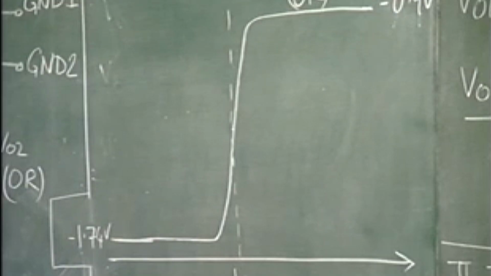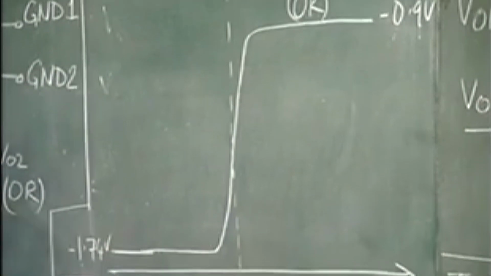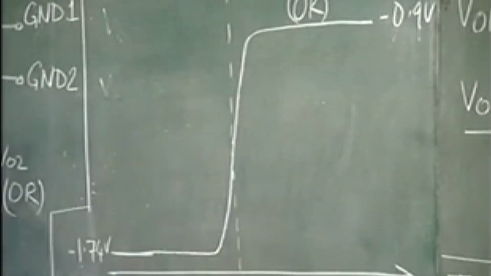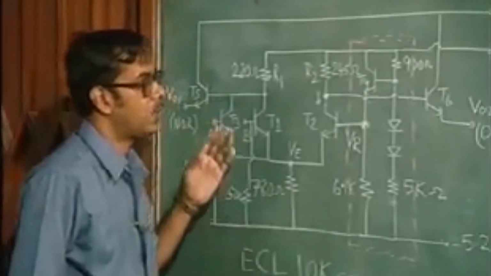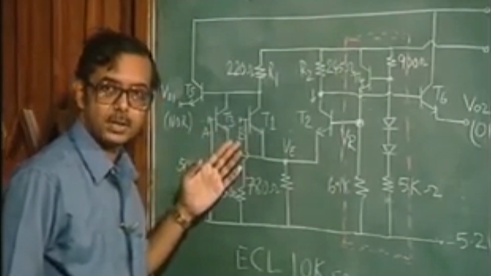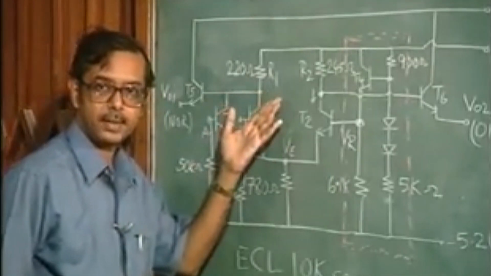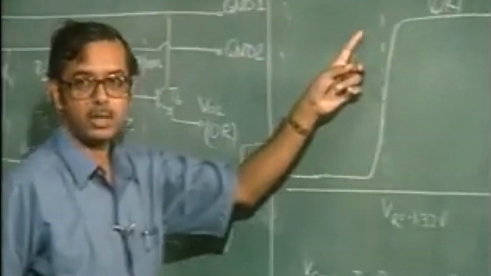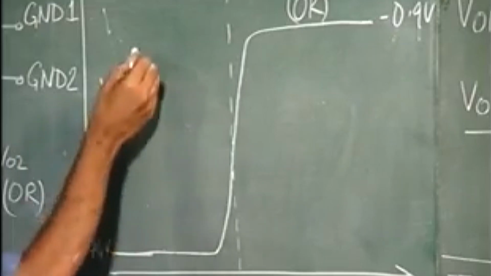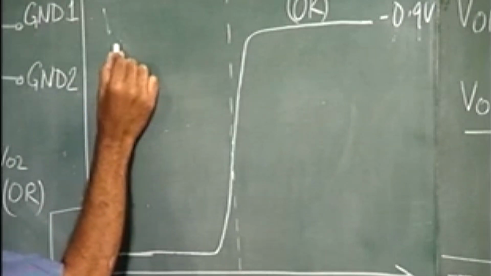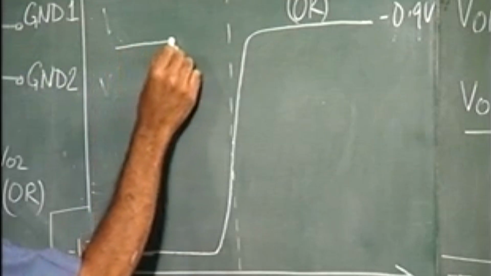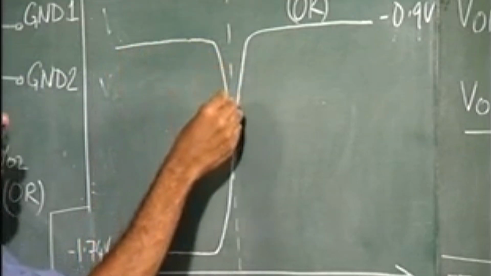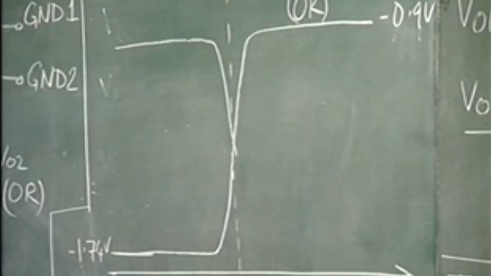All right. So, it goes from minus 1.74 to minus 0.9 volts. What about the NOR? NOR voltage. So, basically in the case of NOR output, again when the input is low, the output is going to be high. Okay. So, here the output is going to be high. All right. So, what is the value here we have seen? Again minus 0.9 volts, and then it goes like this, okay.